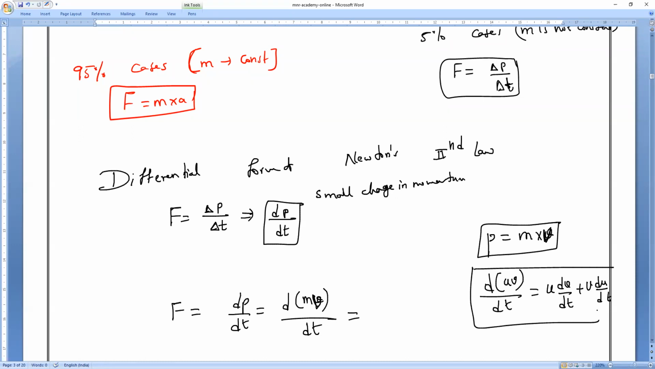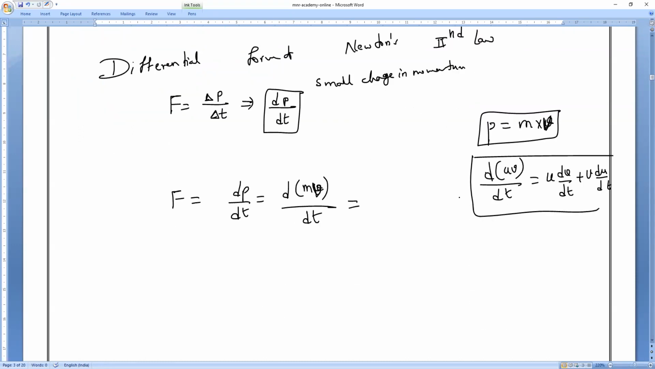Yes. That is what you have to learn. Unless you remember, you cannot. So the same way here, with M and V, apply the formula. So what will happen? First, M is constant. So M dV by dt plus V dm by dt.